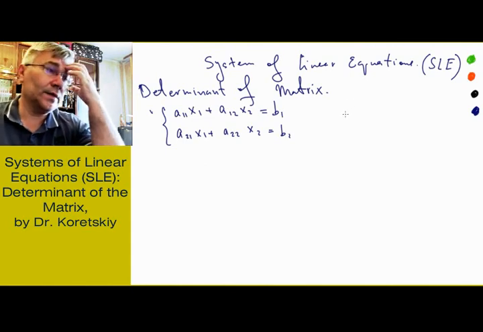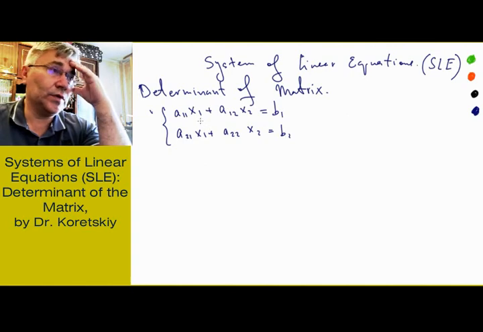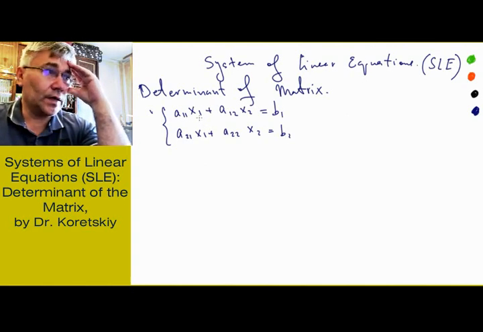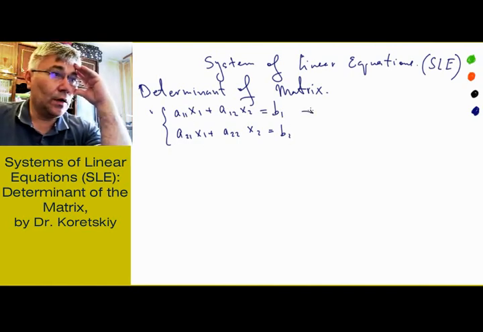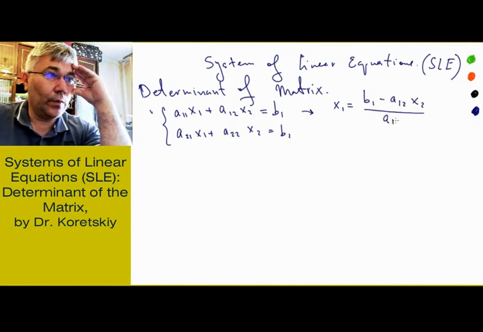At school we can make a substitution. We can use the substitution method, and we can express x1, for example from the very first equation, through the other part and through the other unknown variable. So according to this notation, we have that x1 equal b1 minus a12 x2 divided by a11.